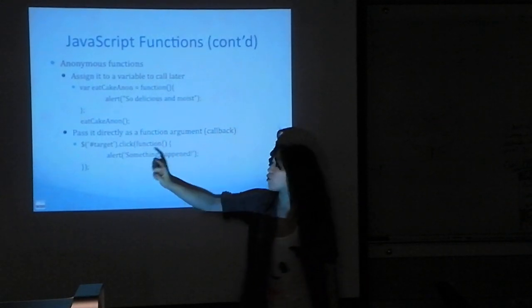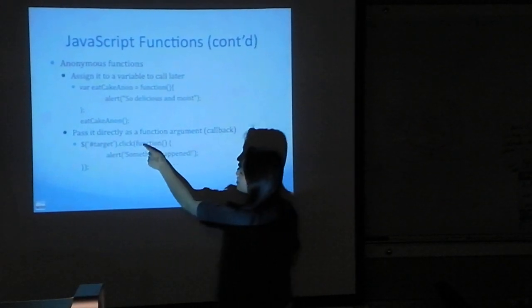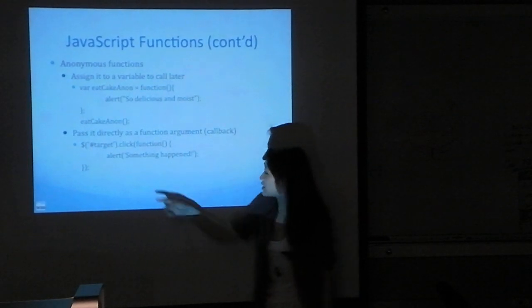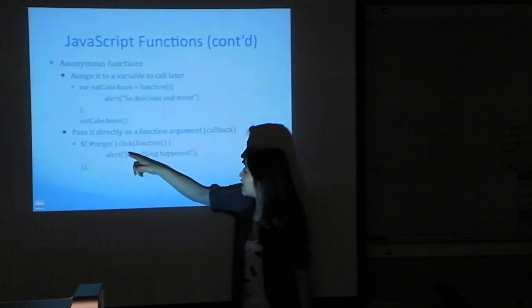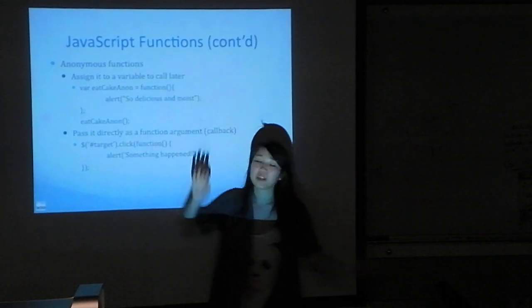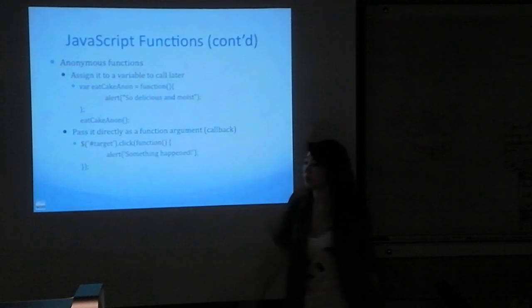So what we saw before was having some selector and then dot click, and you pass in this anonymous function, right? So this is exactly what was over here. You can also say dollar sign target dot click and then pass in this method, or you could just bypass the whole naming thing altogether and put the function directly in there.